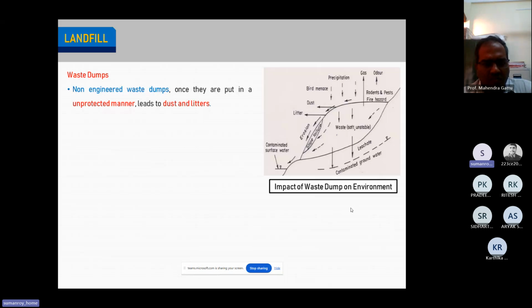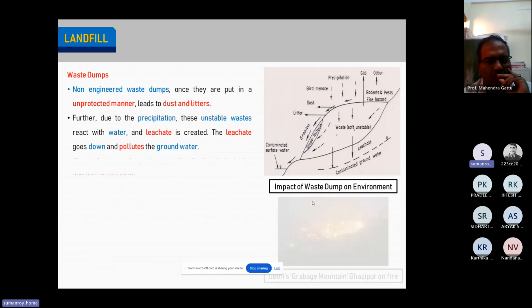In those cases, these garbages react with different types of environmental systems like rain and sun, and the soft mass of garbage may actually cause failures. When it fails, the percolation, or the water that passes through this garbage, may pass through the soil layer and contaminate the groundwater, and we generally don't want that.